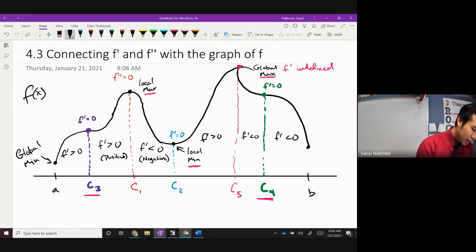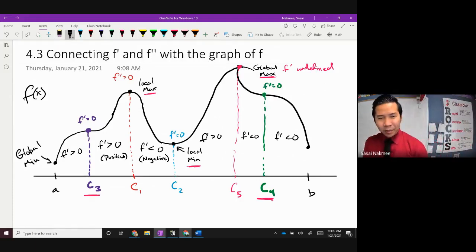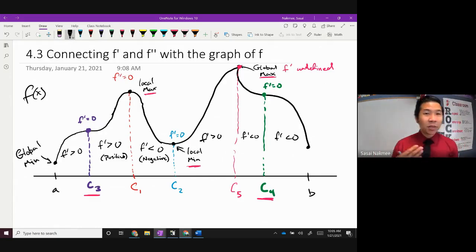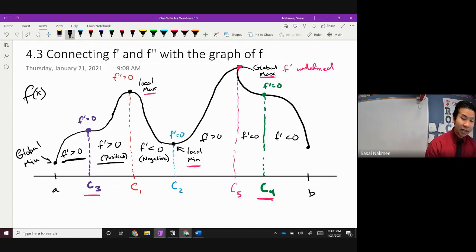So I know there's a lot of information here, and we're going to break it down piece by piece. But when you're looking at the derivative, derivatives will help you find critical points, and critical points are key. They tell you you might have a local max there, you might have a local minimum there. But the first derivative also tells you when a function is increasing and when a function is decreasing. Functions are increasing when the derivative is positive. Functions are decreasing when the derivatives are negative.